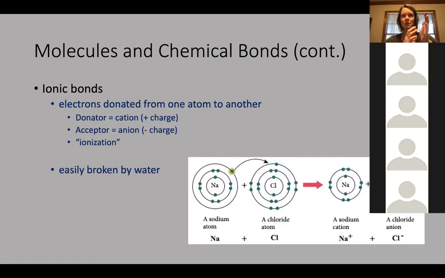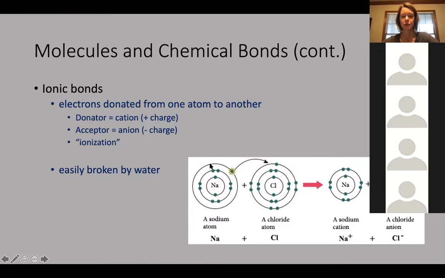If an atom is donating an electron, something else has to accept it, right? So the donator is called the cation, and the acceptor is called the anion. NaCl is a great example. I'll use that down here in this diagram. NaCl is table salt, a very common ionic compound.